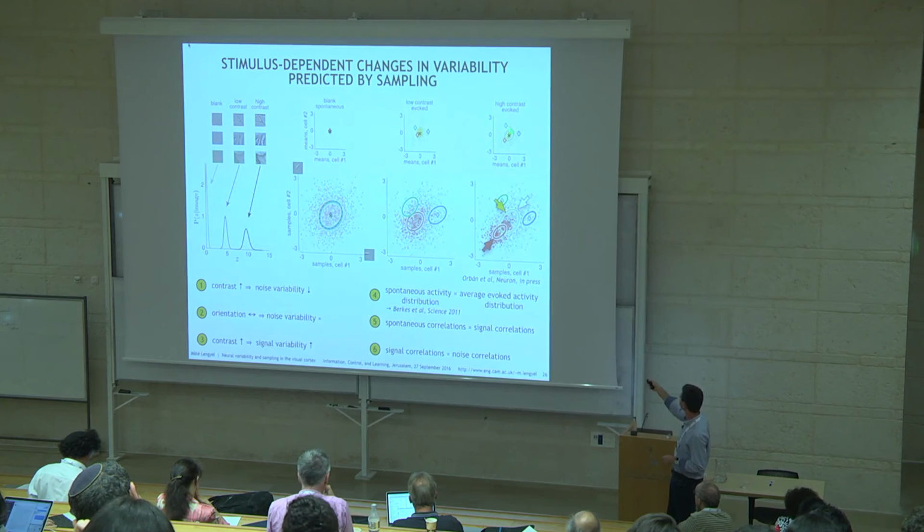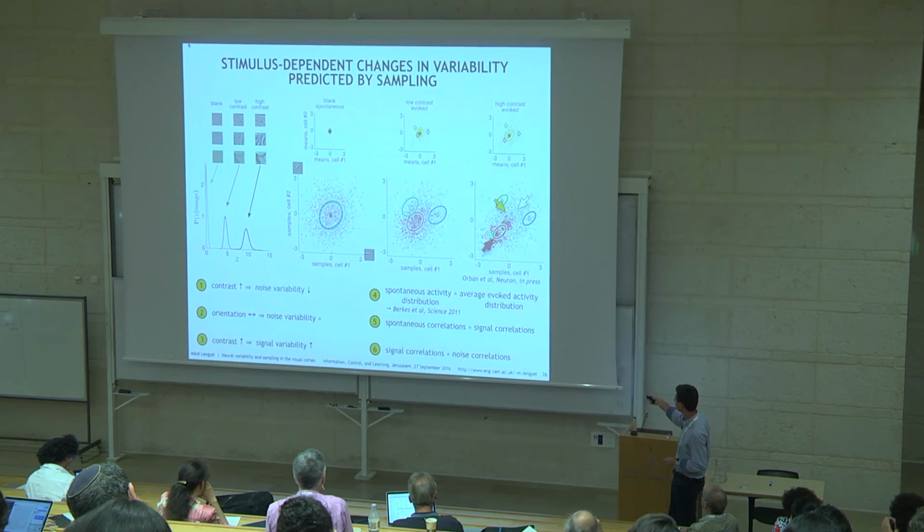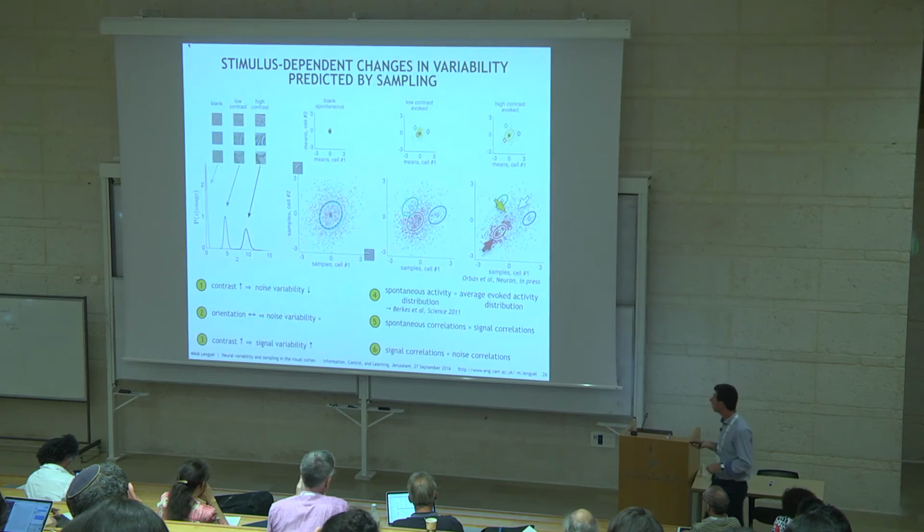And we also expect signal correlations to be similar to noise correlations. So the signal correlations, again, is the yellow ellipse, and the noise correlations are these blue, red, and green ellipses. So we can show mathematically that these are all approximate equalities that we expect under the Gaussian scale mixture model, and we can test them in data.